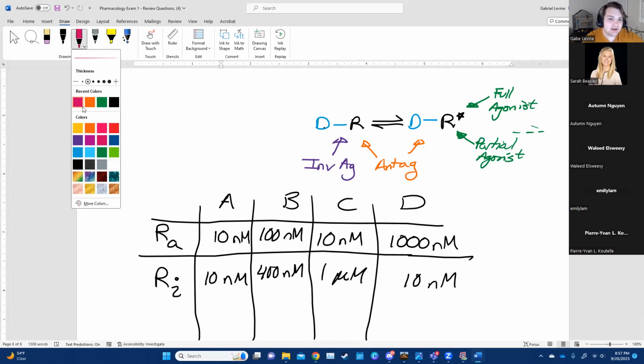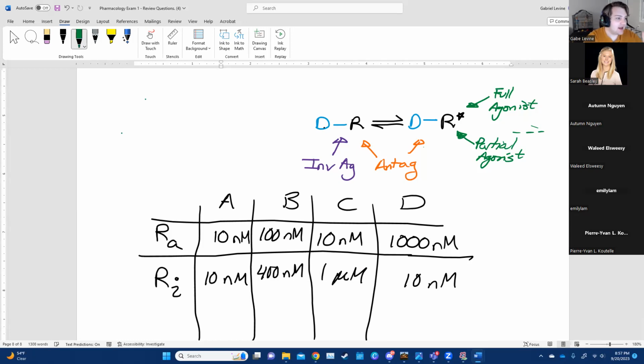So for drug D, what can we say it is? Is it an agonist, inverse agonist, or antagonist? We'll talk about if it's full or partial later. For drug D, this would be some sort of agonist, right? Because it has a higher affinity for the active receptor than for the inactive receptor, right? It's increasing the ratio towards active, right?